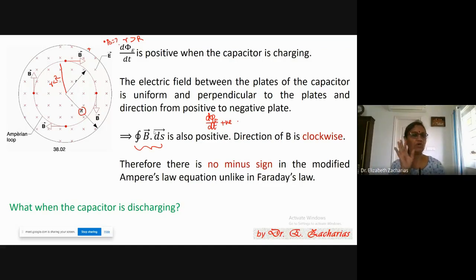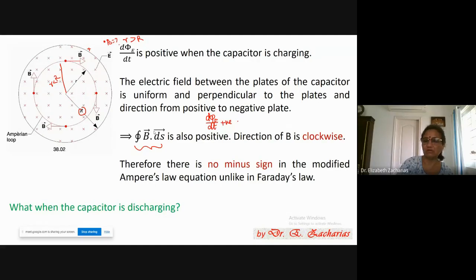So, as compared to Faraday's law, in Faraday's law there was a minus sign coming because the induced electric field was opposing the change in magnetic flux, but here that is not the case, so the minus sign will not be there in the modified Ampere's law. This is unlike what you see in Faraday's law.